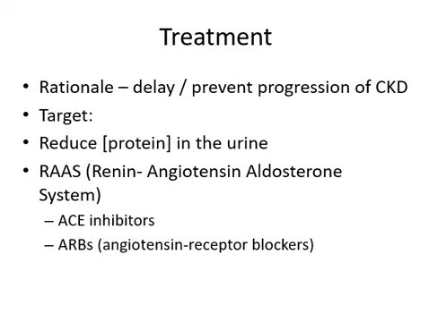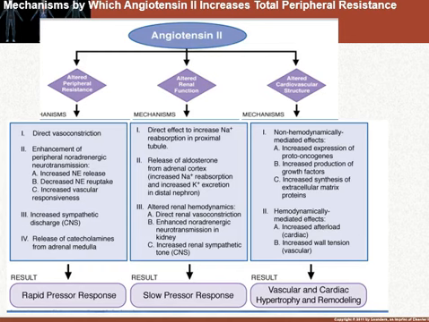In terms of the treatment, the rationale is to delay or prevent the progression of CKD, and our target is going to be to use the renin-angiotensin-aldosterone system inhibiting drugs to basically reduce protein in the urine. That's one of the telltale signs that this is occurring, and we can best accomplish this by using either ACE inhibitors or ARBs. Just to recap, ACE inhibitors have a profound effect because they target the outcome of angiotensin II.